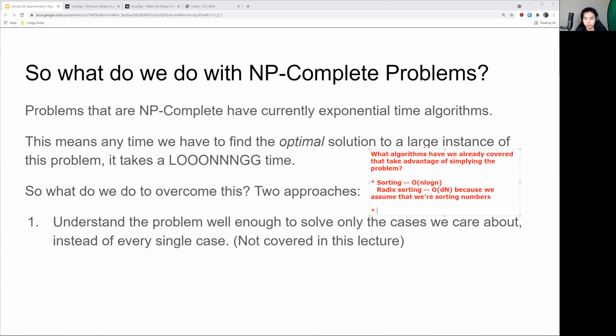Could you use radix sort for sorting maybe the alphabet as well? Yeah, if you can convert the letters into some sort of number, that would work. Or if you can think about the radix in terms of letters, whenever you have this concept of radix, then that would definitely work, right?